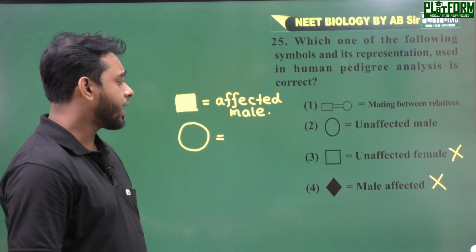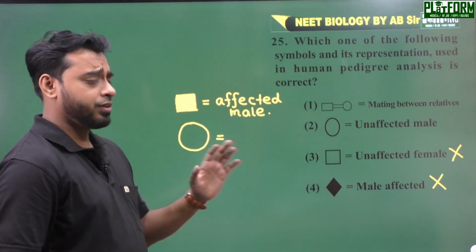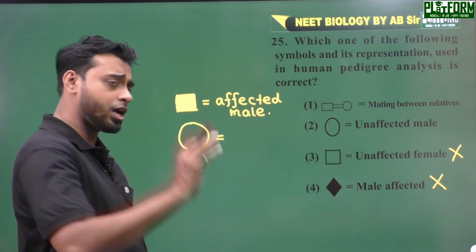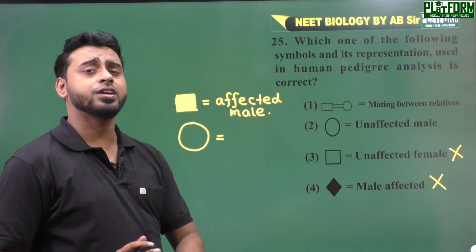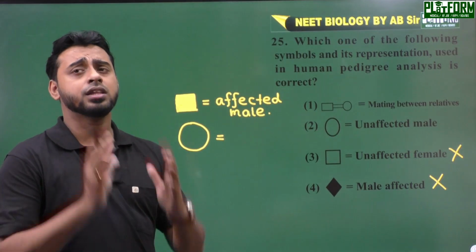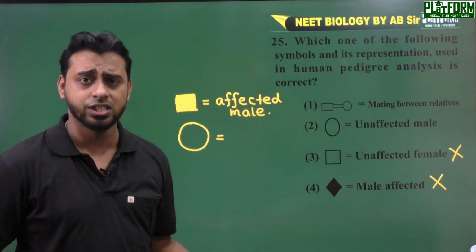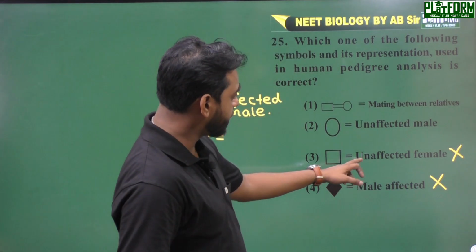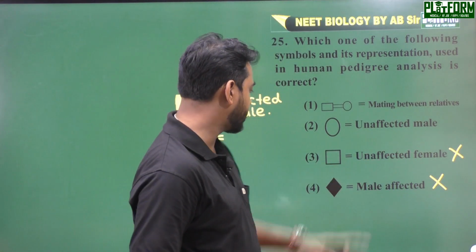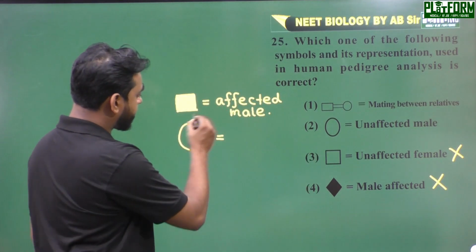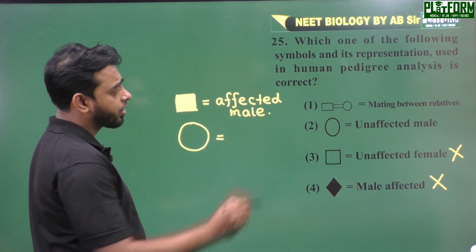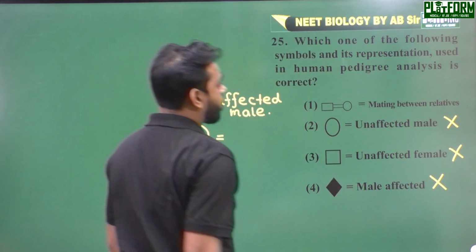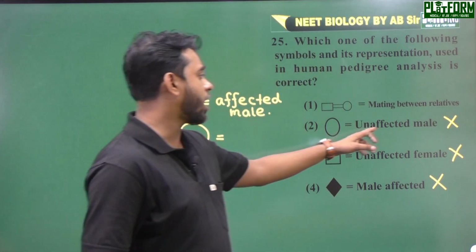And we know that if the female is affected, then the particular area should be shaded, and if it is unaffected, then the particular area is without any shade. So this is also the wrong answer, because here it is written that it is the unaffected female. The female is designated as a circle. Now the second option is also the wrong answer. Why? Because it is an unaffected male.